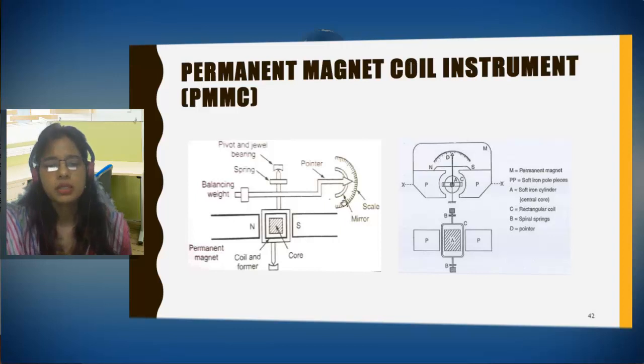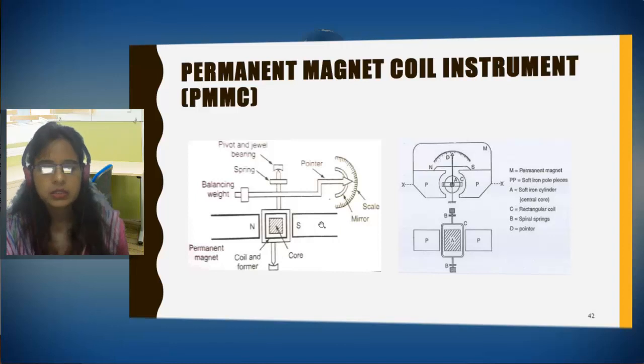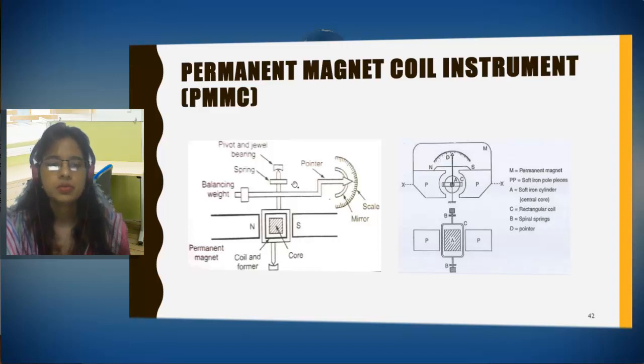There is a moving coil. This is the moving coil. So what are there? There is a permanent magnet, there is a moving coil, there is a spindle. The spindle is connected over jewel bearings, we say pivoted on jewel bearings. Then a spring is there. I will tell the application of each and every part one by one.